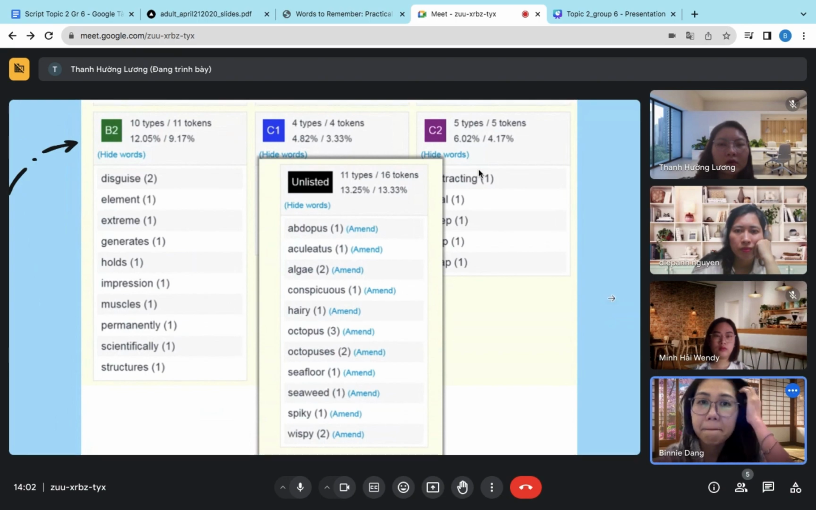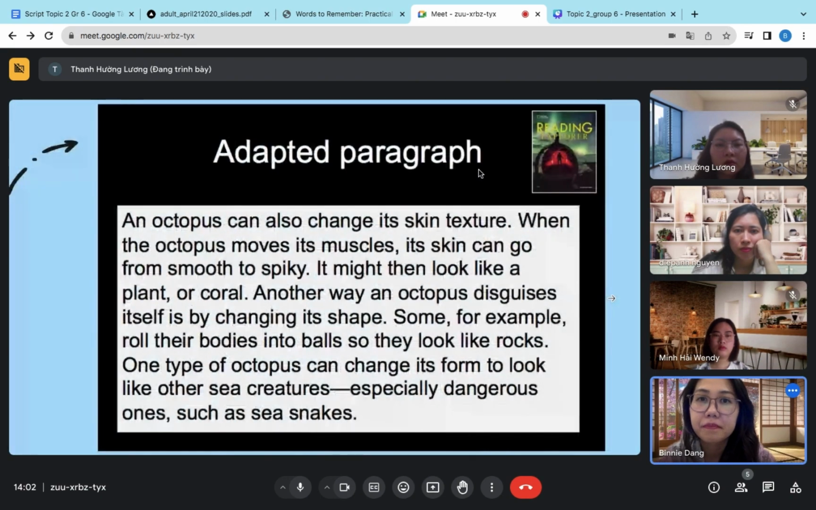Okay. And after changing the words, we will have the adapted paragraph here. It will be easier for the students to understand, and we also changed all the words to a lower level, so that the students can adapt to all the words and will understand the paragraph easily.